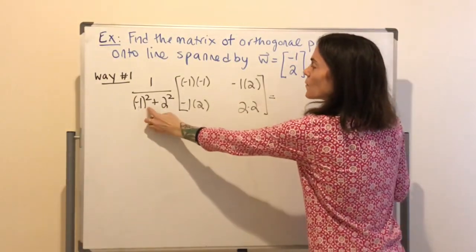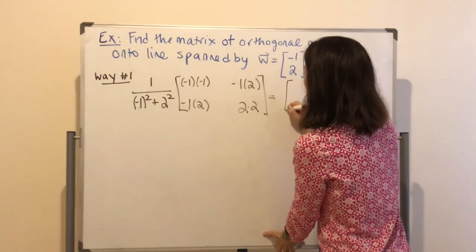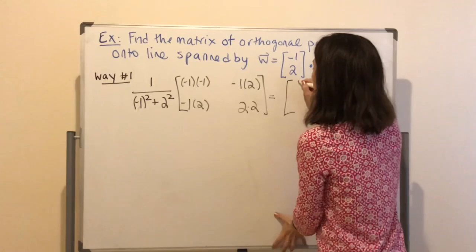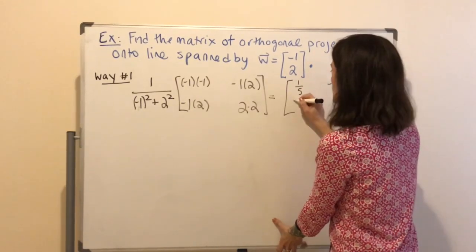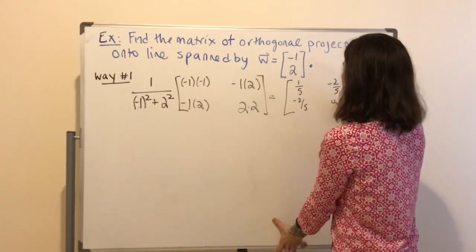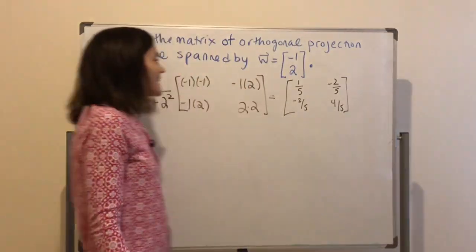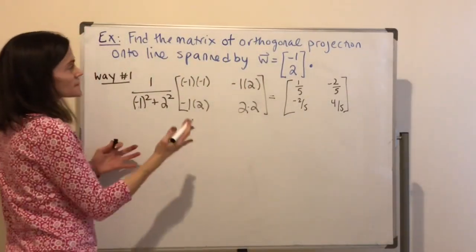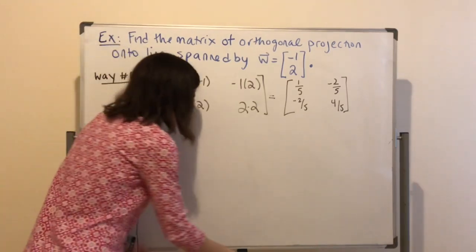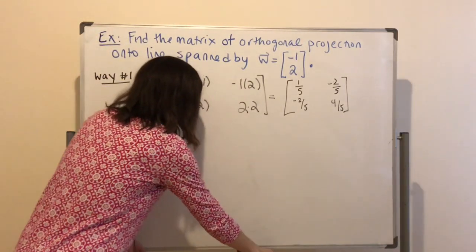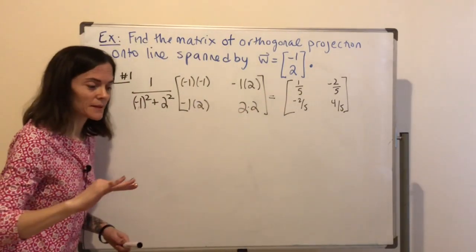This is 4 plus 1, this is 5, so we have 1/5, -2/5, -2/5 and 4/5, like this, okay? Now, what's the other way you can do it? This is just working directly with this W, which is not a unit vector. That's one way, and we have the answer, and I should say that's the end of the problem if you want it to be.